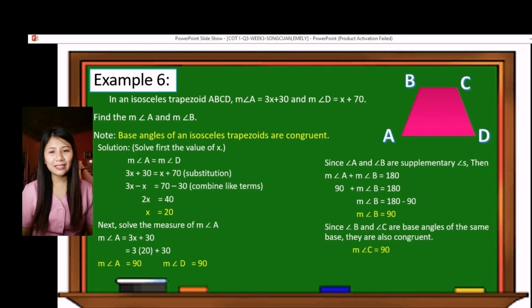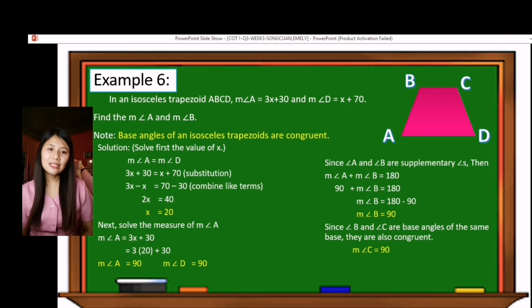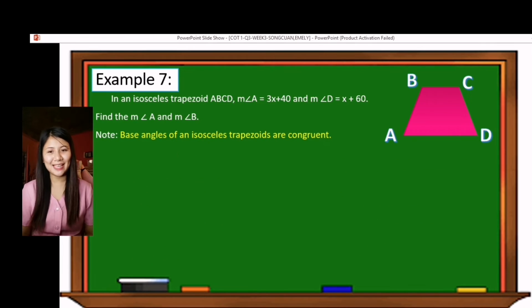Since angle B and angle C are base angles of the same base, they are also congruent. So since the measure of angle B is equal to 90, therefore the measure of angle C is also 90. Are you all following? Okay, very good, my dear students.